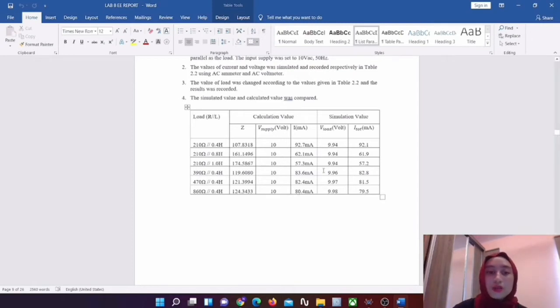Overall, the values in the manual calculation and the software prove that it fulfills the theory. As we can see, the voltage is 10 volts and the simulation is 9.9 something, which is near to 10, and the current is also near together, the value with the calculation and simulation.